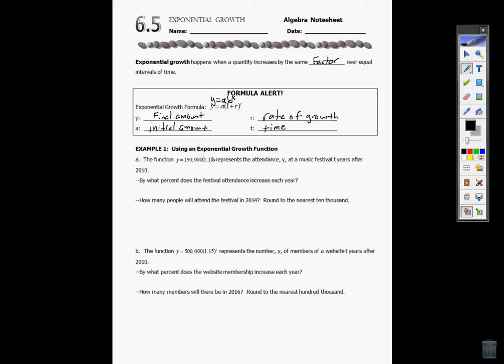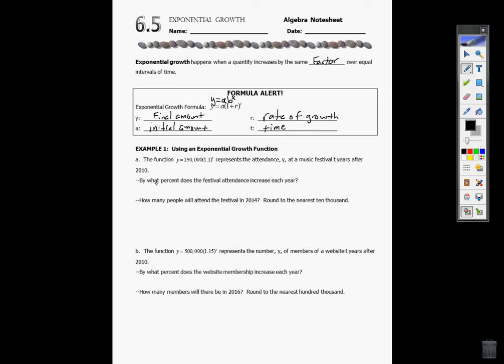t we have up here representing time, so the amount of time after 2010 if we're looking for a certain year. And this in here is a combination of 1 plus r. So this 1.1 is not the rate. This 1.1 is 1 plus the rate. Okay, so that's important to remember.